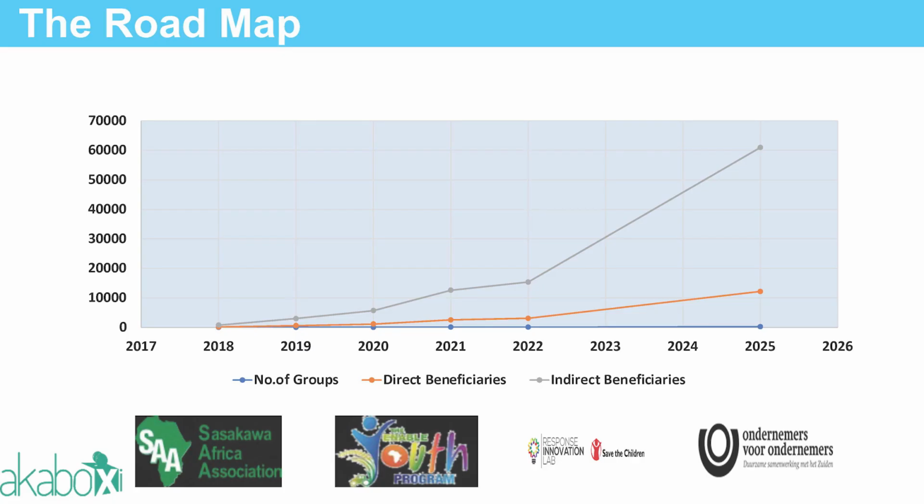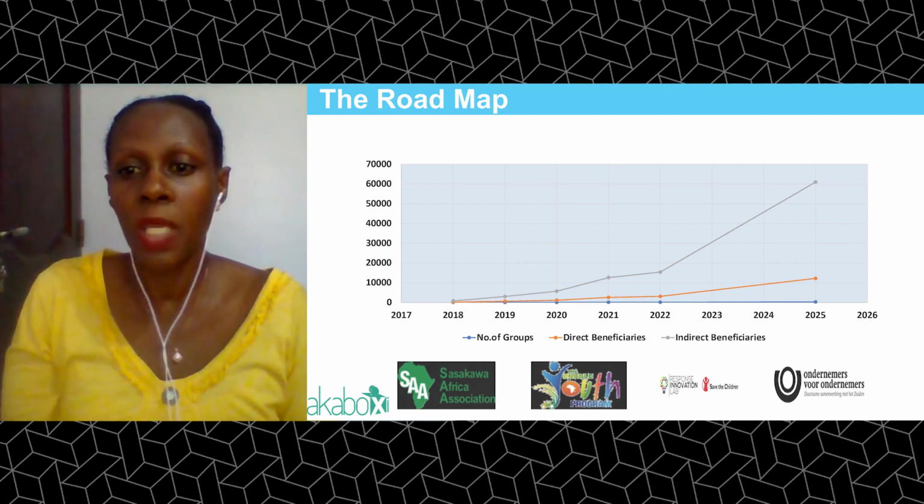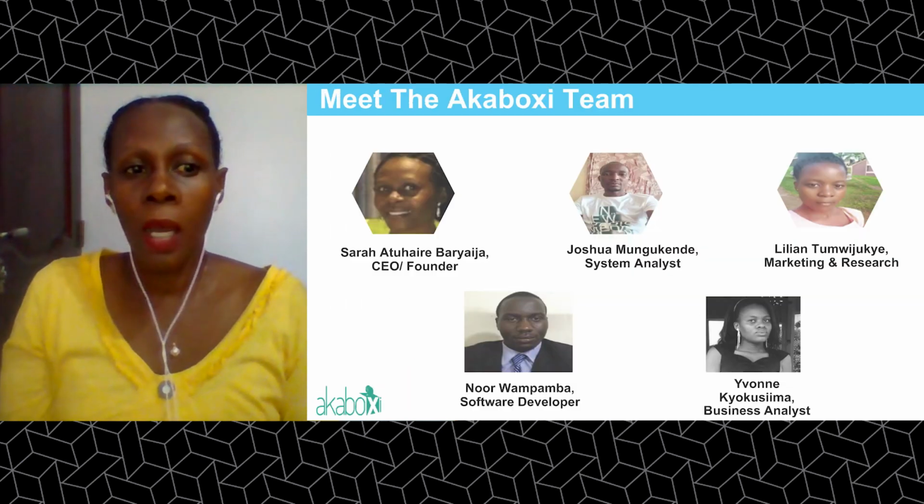Akabox roadmap is we started in 2018 with 5 groups, 150 members. Here we are in 2021 with 52 groups and 2,520 users of the Akabox system. We hope to be at over 60,000 users by 2025.